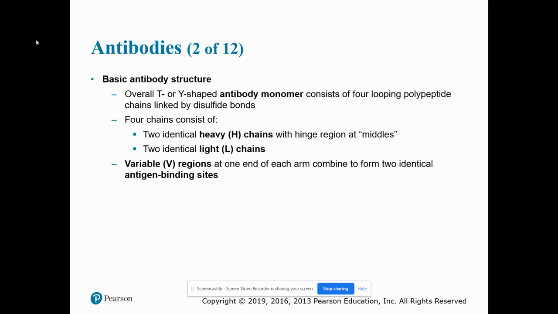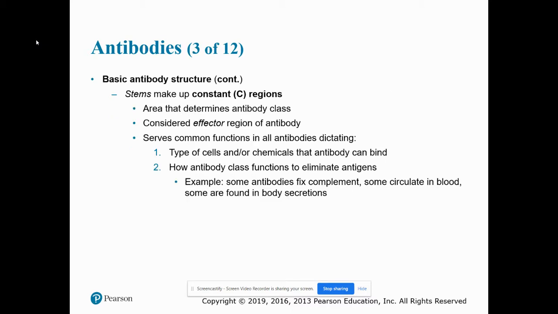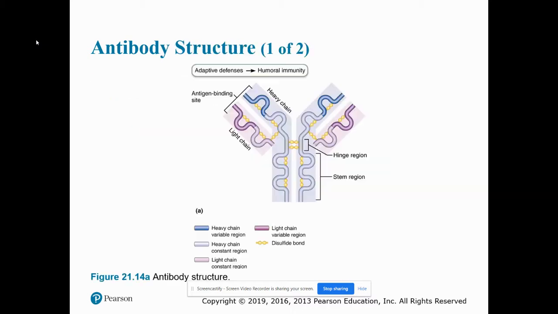And this variable V region at one end of the arm combined to form 2 identical antigen binding sites. Then there's the stems that make up the constant region. This is the area that determines the antibody class, and this is considered the effector region of the antibody. And it serves common functions in all antibodies, dictating the type of cells and/or chemicals that the antibody can bind and how the antibody class functions to eliminate antigens.